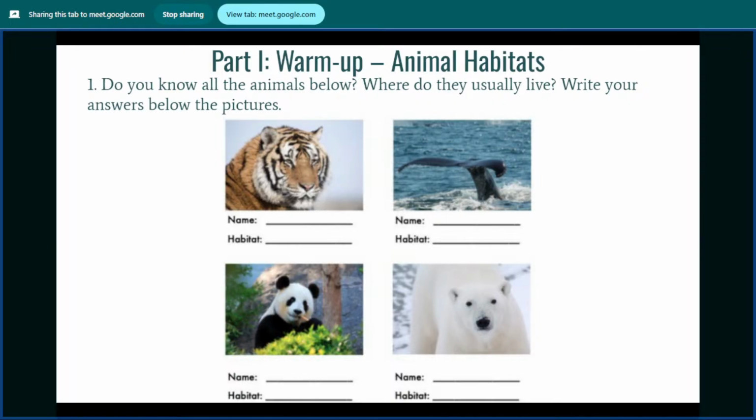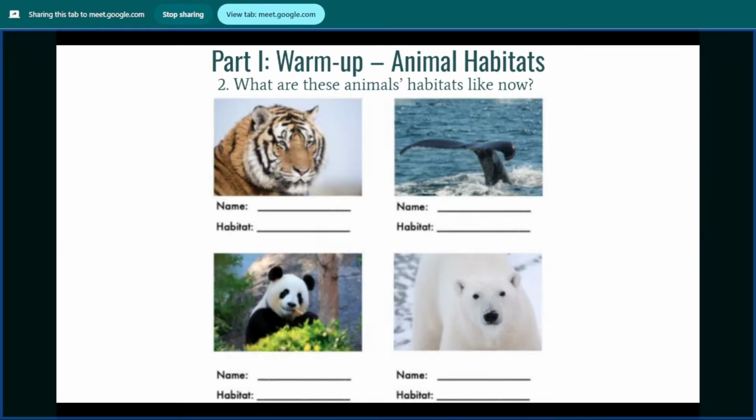Then you have giant panda. They're found in Western China. And then you have polar bear. They're found in the Arctic Circle. Now, what are these animals' habitats like now? Do you know anything about it? No, I don't know. Would you like to find it out on Google quickly? Yeah.